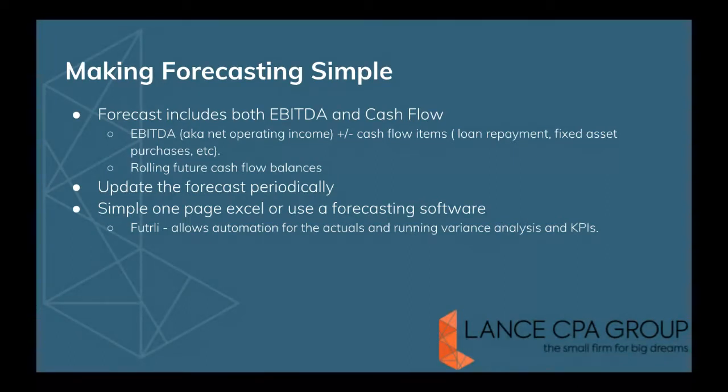Ultimately, this gives us that rolling future cash flow balances, and lets us see, do we have issues where we're running low on cash, or do we know now that, hey, maybe we don't need that loan? If we wait 6 months, we're going to have the money from operations to buy what we need to buy. That allows us better information.